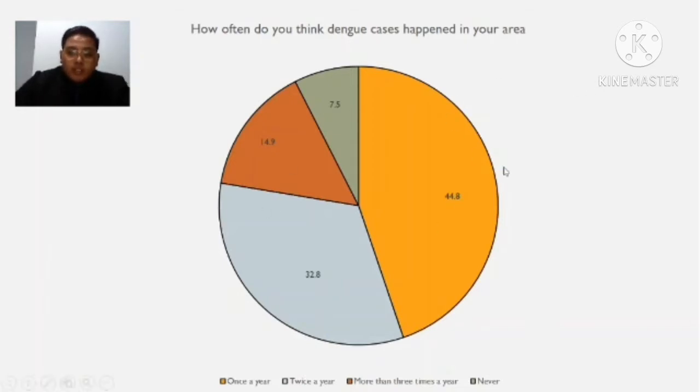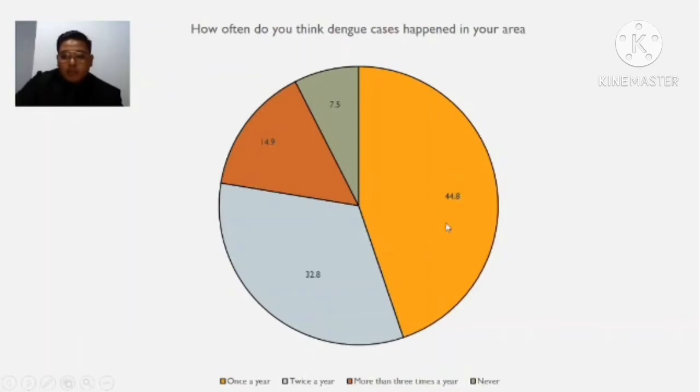As you can see, this yellow mustard color has the highest percentage, which is 44.8%, answered once a year, which is the highest response among the 3 other answers. Then we had the second one, slightly lower than once a year, which is twice a year. Then the third one, more than 3 times a year, is 14.9%. And we had the lowest response, 7.5%, which answered never.